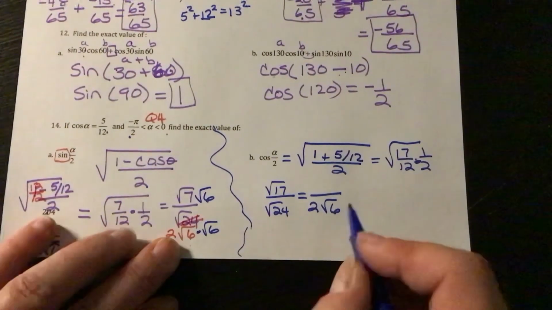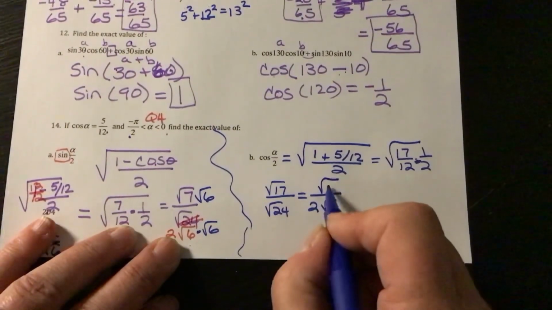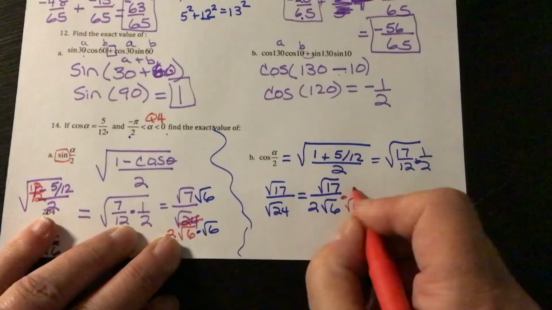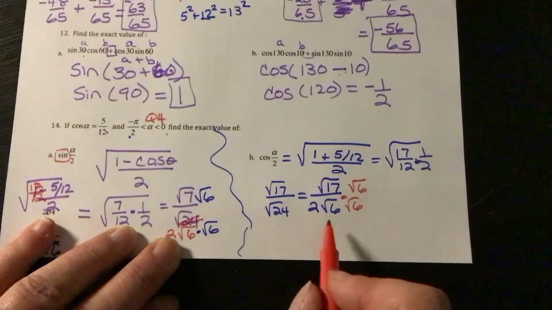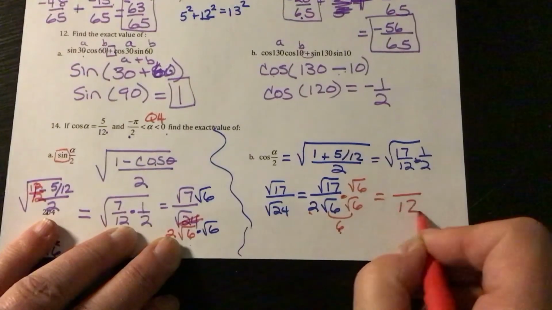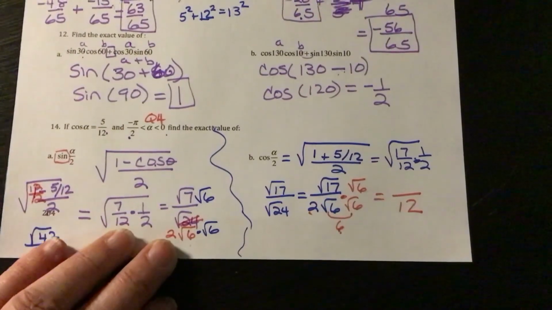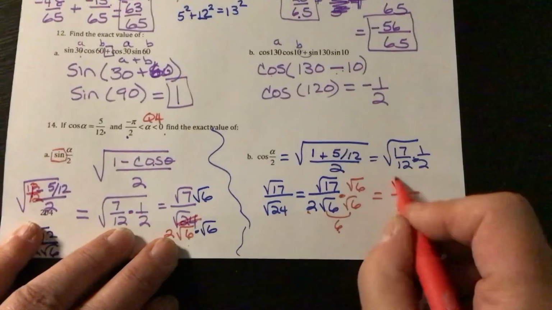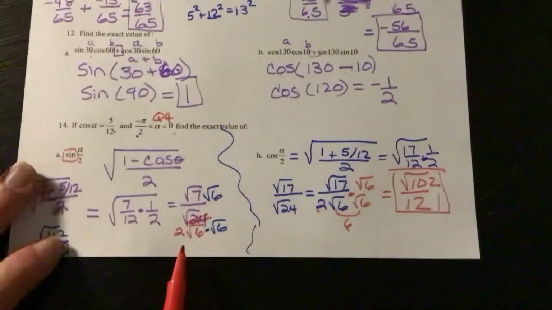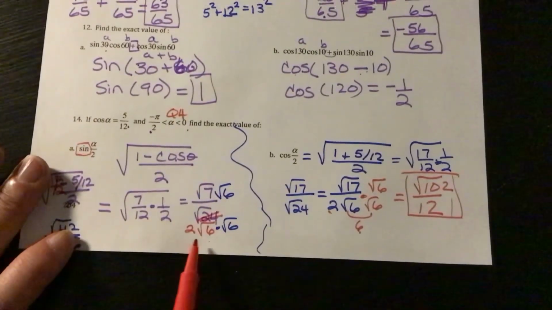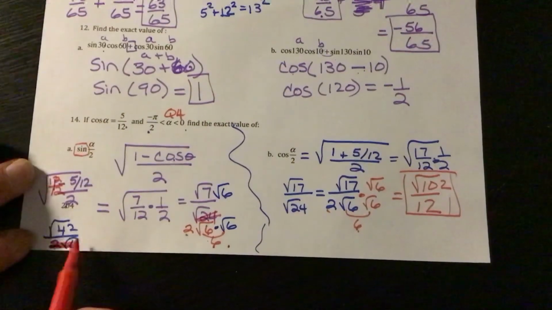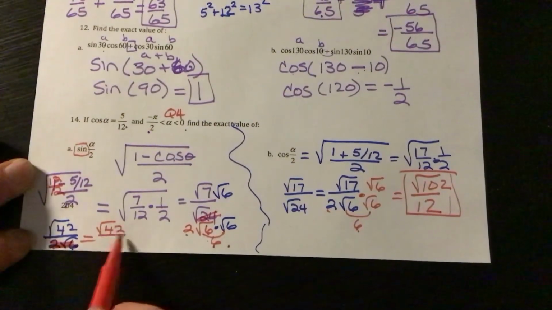Ooh, and I made a mistake over here. So when I multiply by the square root of 6 on top and bottom, this becomes 6. So 6 times 2 is 12. And 17 times 6 is 102. Okay, so there we go. So over here, I made a mistake. This should be 6. So 2 times 6 is 12. So I've got the square root of 42 divided by 12.